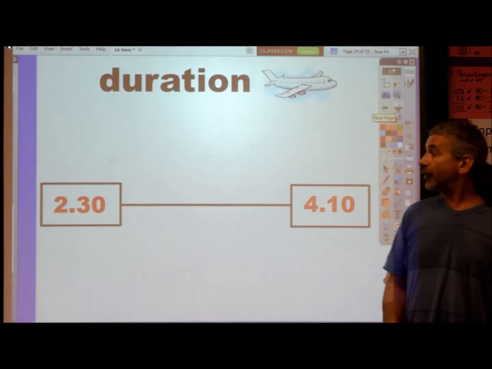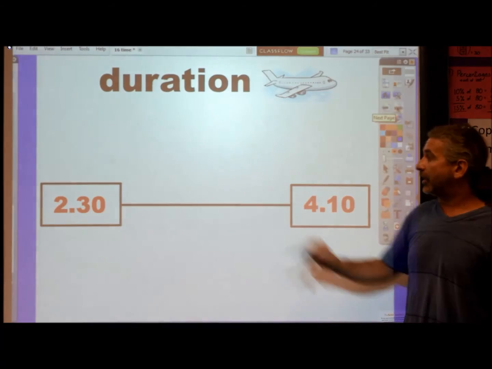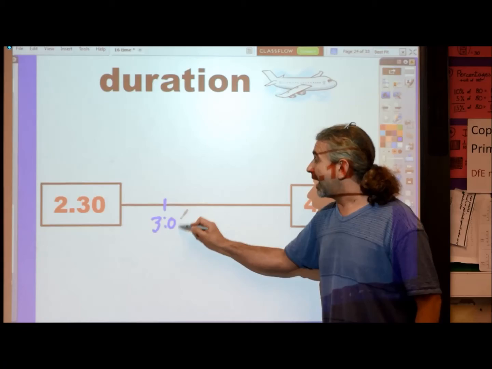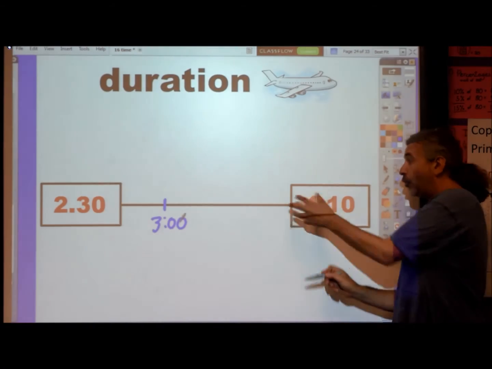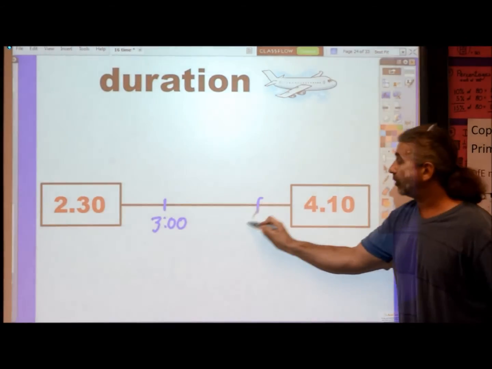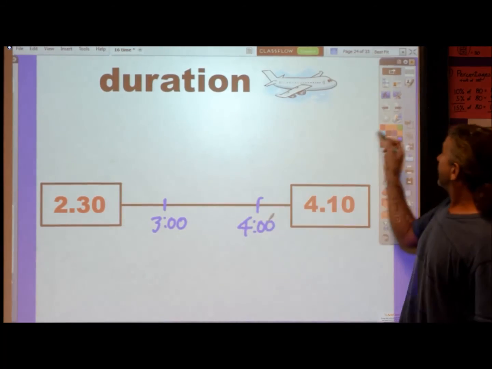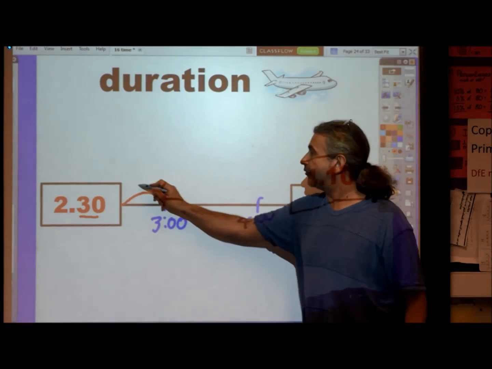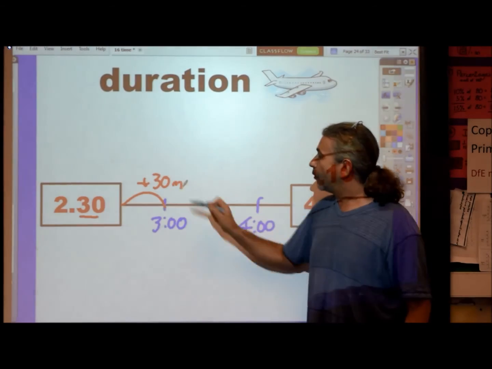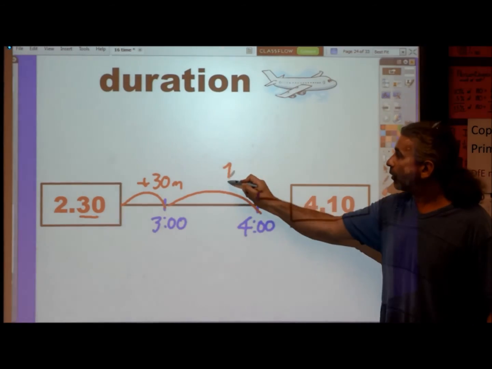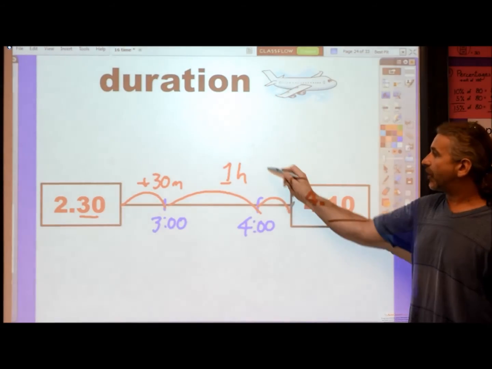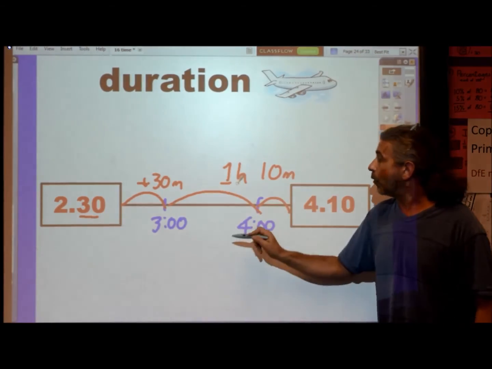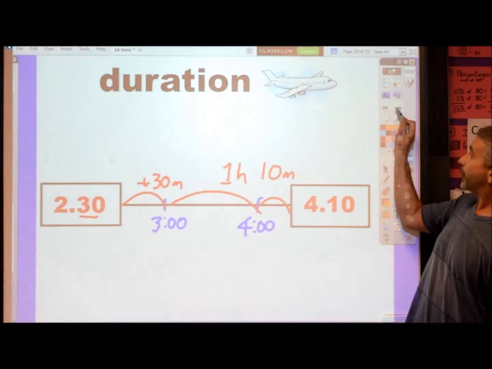More complicated still. From 2:30 to 4:10. Well, we need the next whole hour after 2:30, which is 3. And now we need the whole hour before 4:10, which is of course 4. Now, there are 3 parts to this. The pair that goes with 30 to the next whole hour is 30 minutes. From 3 to 4 is 1 whole hour. And from 4 to 4:10 is 10 minutes. If we total them up, 1 hour 30, 1 hour 40 minutes.